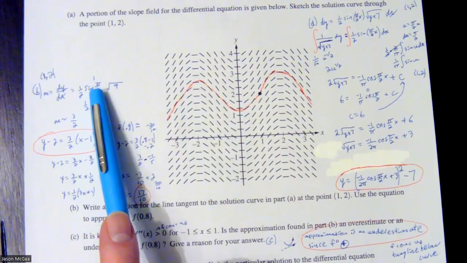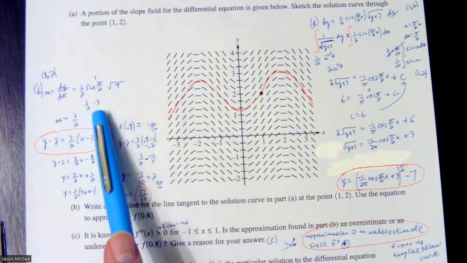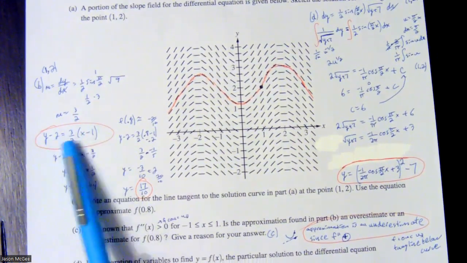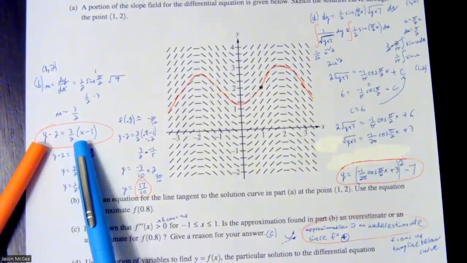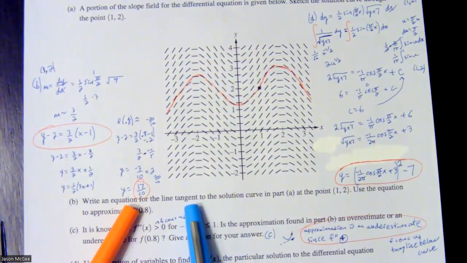Sine of pi over 2 is 1. Times 1/2, times 3, we get 3/2 for the slope. Do your point-slope form. There's the equation of the tangent line for full credit, but that's the first part of that.